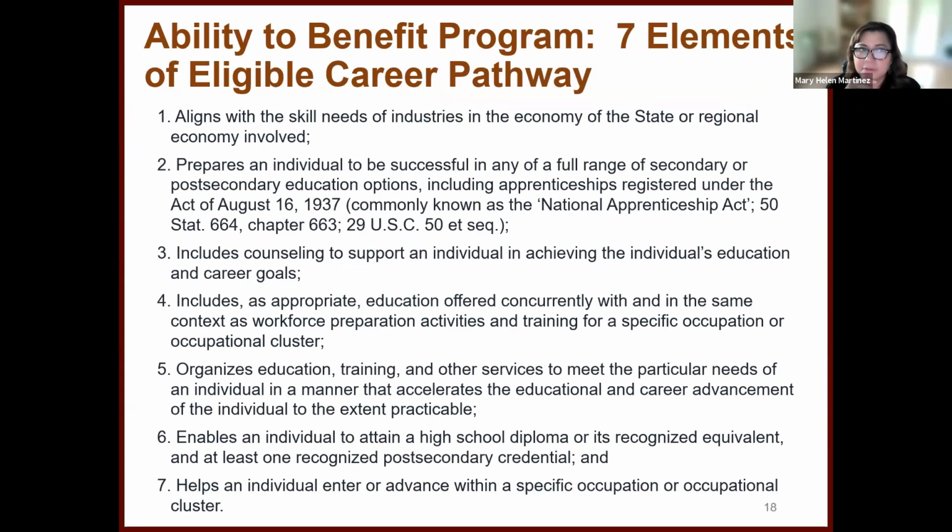Here are the 7 items, and this comes straight from that Dear Colleague letter. And so you'll see the 4 that I just pulled out, but you'll also see that it prepares the students to be successful in any of a full range of secondary or post-secondary options. It organizes education, training, and other services to meet the particular needs of an individual, that accelerates the education and career advancement, or it also helps an individual enter or advance within a specific occupation or occupational cluster. And we call them guided pathways, or at Alamo, which we Alamoize everything, we call them Alamo Institutes.